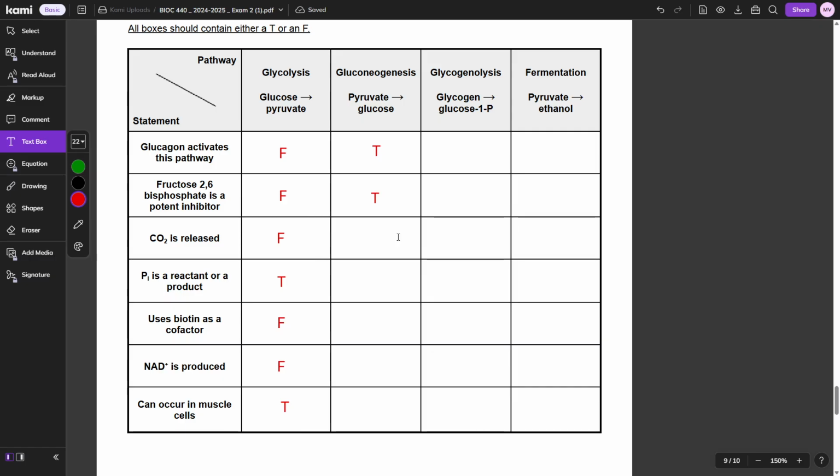CO2 is released. Is that true or false? Which enzymes are there? Pyruvate carboxylase. Does pyruvate carboxylase release CO2? Pyruvate carboxylase turns pyruvate into oxaloacetate. What enzyme does the decarboxylation?